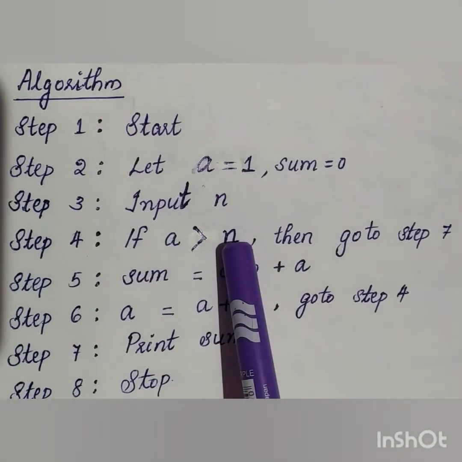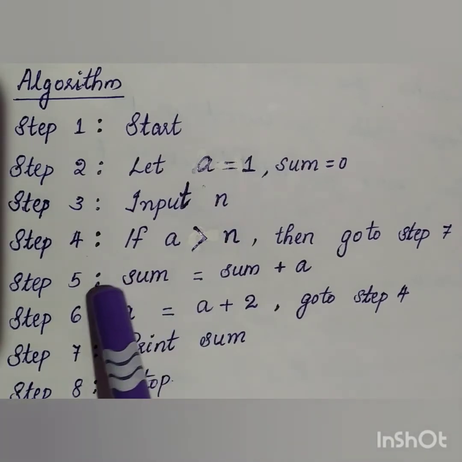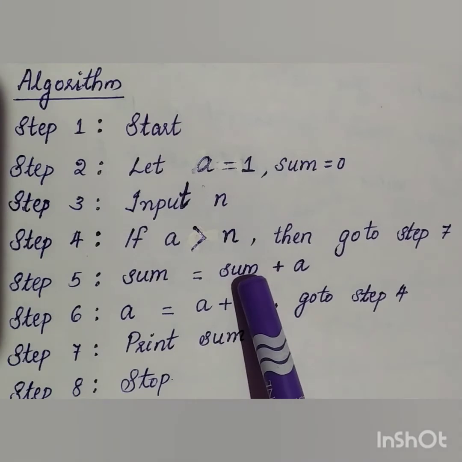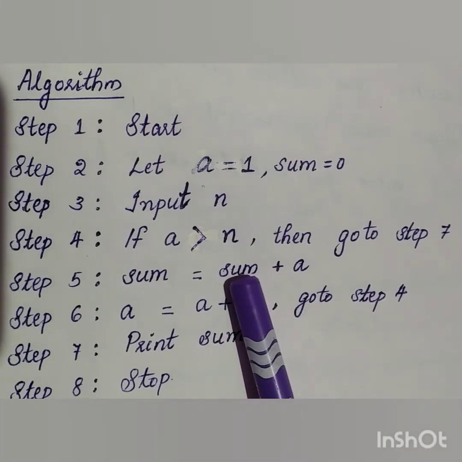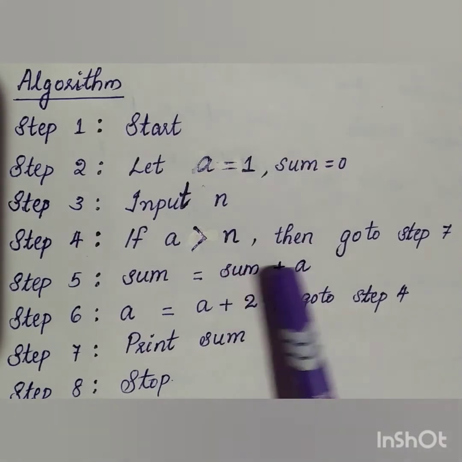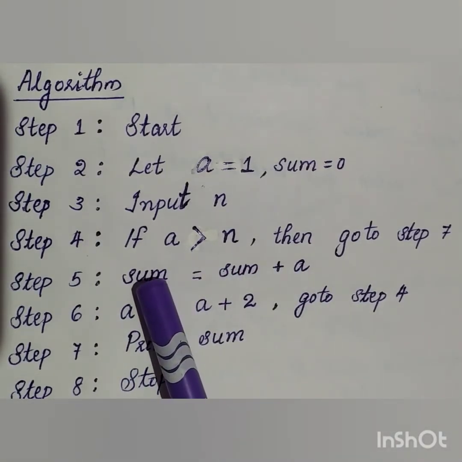5 greater than 5? It's false. So what happens? It comes to step 5 again. Sum equal to, what was the previous value of the sum variable? It was 4. 4 plus the current value of a, which is 5. 4 plus 5 is 9.